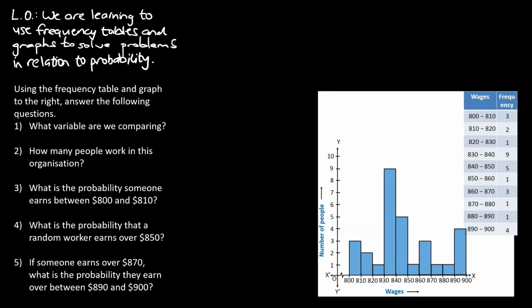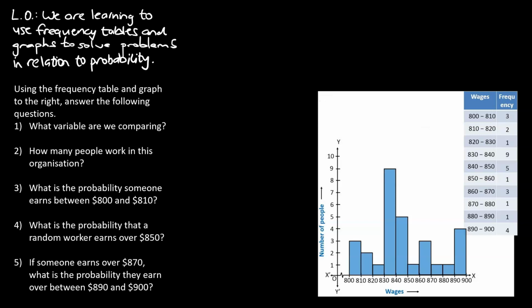Today's learning objective is in white, and we are learning to use frequency tables and graphs to solve problems in relation to probability. So hopefully we're all familiar with what we mean by frequency tables. An example is this table and list on the right hand side, and we've also got a graph of the exact same information down the bottom. So we're going to be using those two tools to solve probability questions.